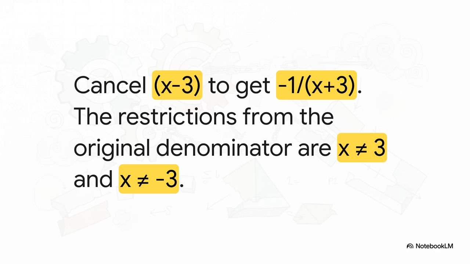And for our last step, we look at the original factored denominator, x plus 3, x minus 3, to find our restrictions. X can't be 3 and x can't be negative 3. And there we have it. We just used the exact same 4 steps to solve 3 very different looking problems.